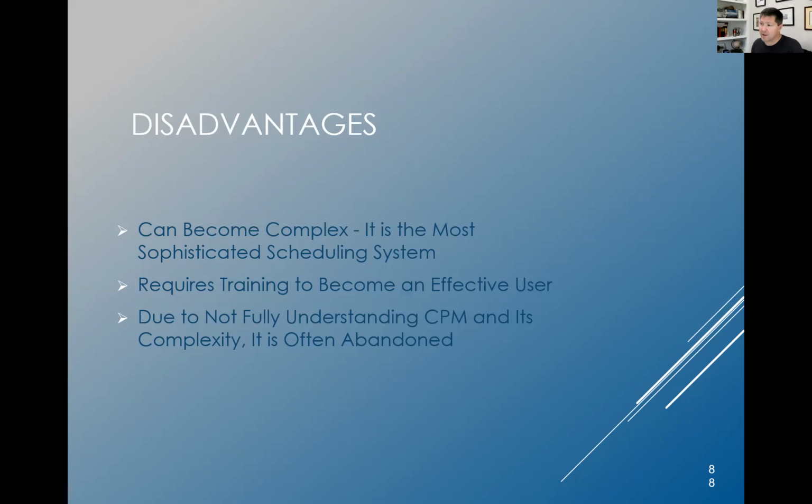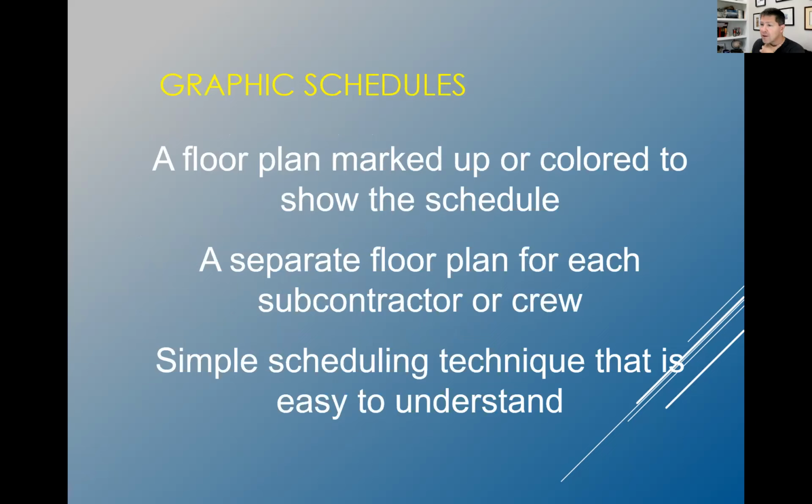Typically, you're going to see some type of electronic scheduling. Graphic schedules are a floor plan marked up or colored to show the schedule, a separate floor plan for each subcontractor or crew. It is a simple scheduling technique that is easy to understand. However, it is labor intensive to create, and updating them is almost impossible because you have to recreate all the original schedules with new dates. On a small scale project, this is probably effective with only a few tasks. When you get into a more complex construction project, you're not going to use this. It'd be too labor intensive on the person creating the schedule.